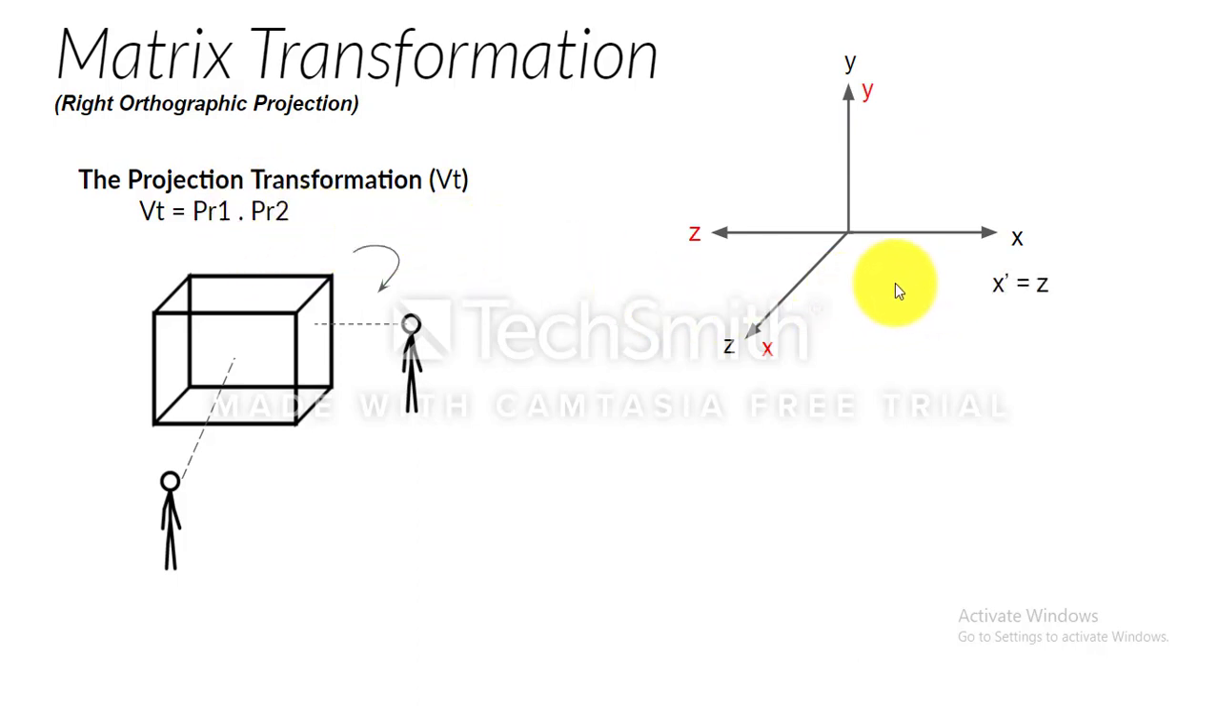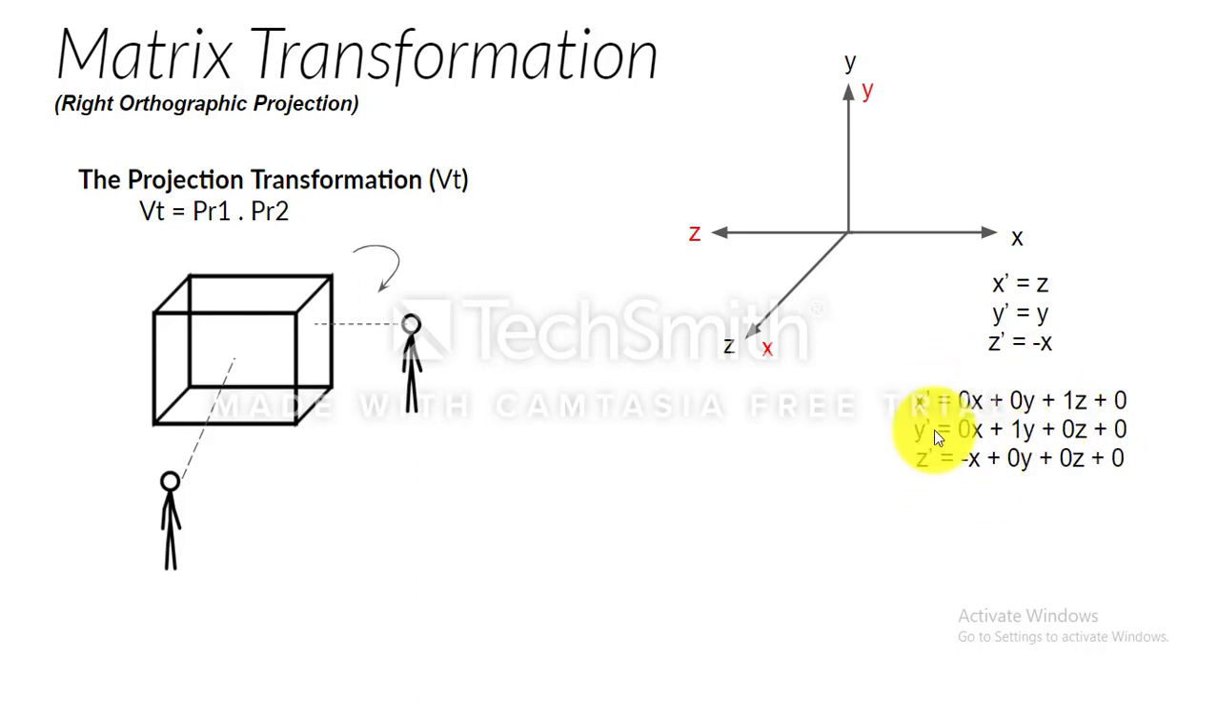And so by that we know that x prime will be z, y prime will be the same as y, and z prime will be minus x, since z prime here is in the opposite direction of the x, so that's why it is minus x. So by these equations, we know that x prime is 0x plus 0y plus 1z plus 0, y prime is 0x plus 1y plus 0z plus 0, and also like this.